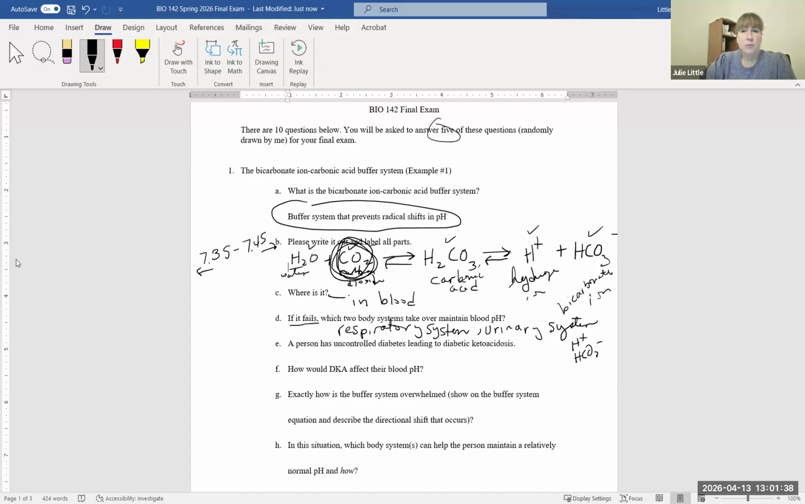Okay, so what is it? This is E. A person has uncontrolled diabetes that leads to diabetic ketoacidosis. And we'll pause for just a second. Somebody just came into my office. Hold on.